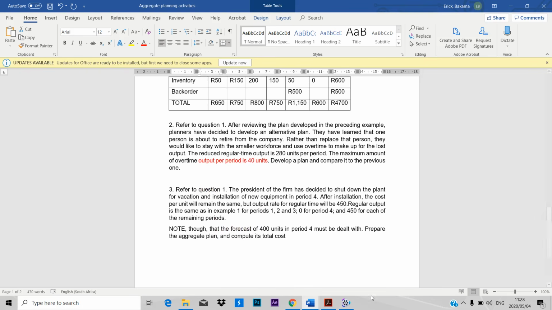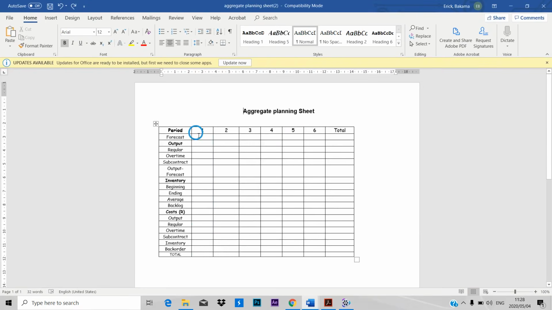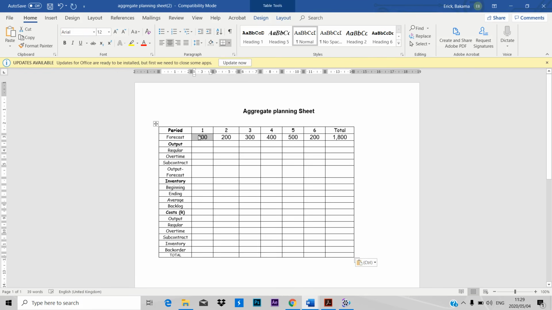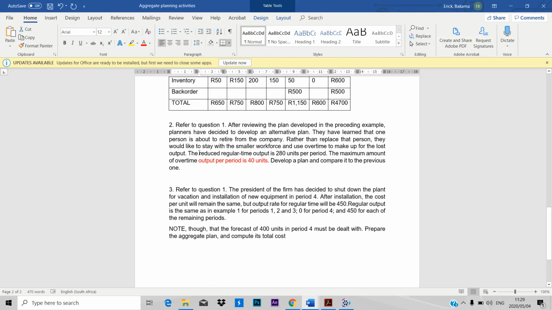If we start solving on our table, we start first with our forecast, from period 1 until period 6. We have 200, 300, 200, 300, and all these values are already given. For every exercise, you're always given a forecast, and when you take the total, it gives 1,800. But now the problem says the reduced regular time is 280, which means the regular time is not 300 anymore, but 280.